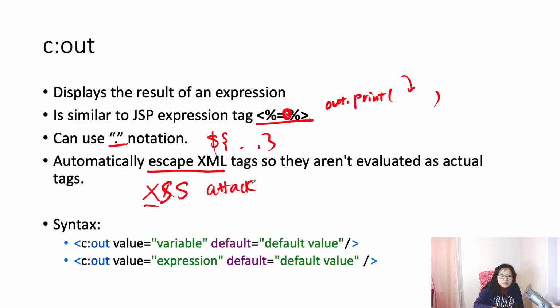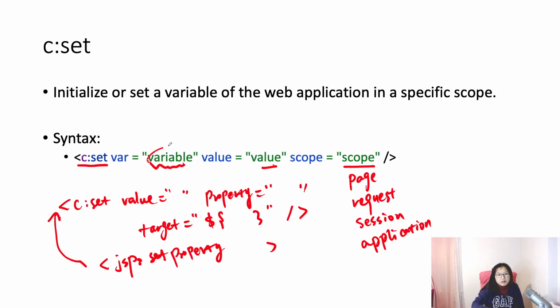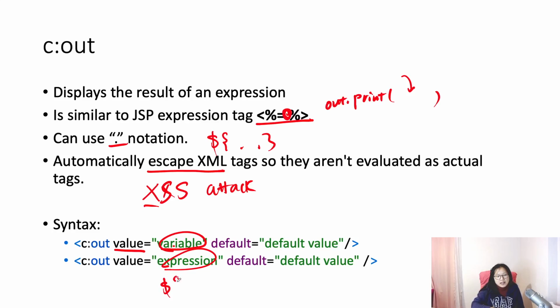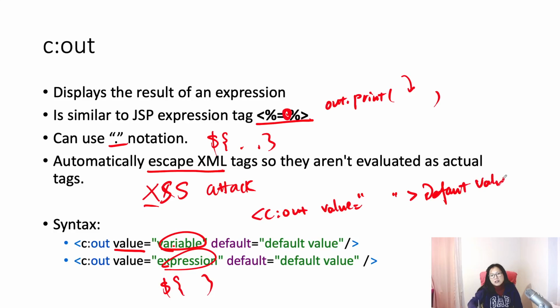The syntax for COUT: value is required, and it can be a variable or an expression. Variable means a variable set by CSET, and expression is any EL expression. It can have default values, and there is another way to set default values, which is between the opening tag and the closing tag. Value equals something, and this is the default value, which can also be put here, and then you have the closing tag, COUT. Like this. Now let me show you example demos for this part.